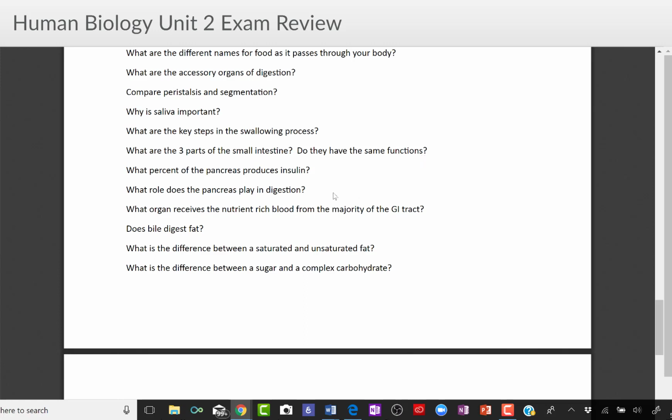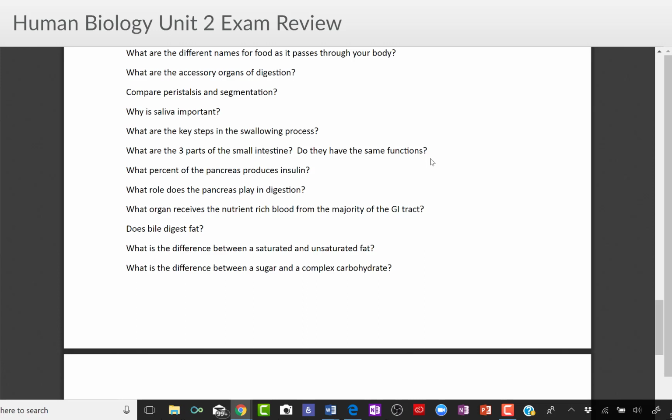All right, what are the 3 parts of the small intestine? Do they have the same function? I'd say no. First, we have the duodenum. I call it the mixing bowl. That's where the syrupy chyme from the stomach mixes with bicarbonate from the pancreas, which is a buffer to help get rid of the stomach acid, digestive enzymes from the pancreas, and then bile from the liver and gallbladder. They're all going to get churned together in the duodenum.